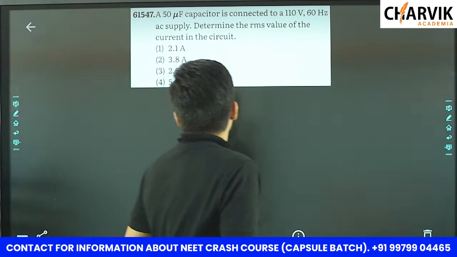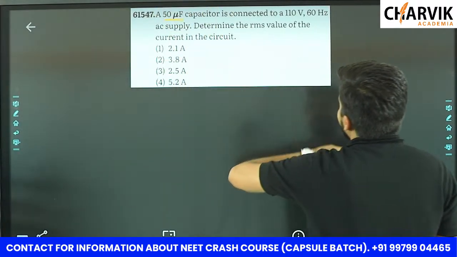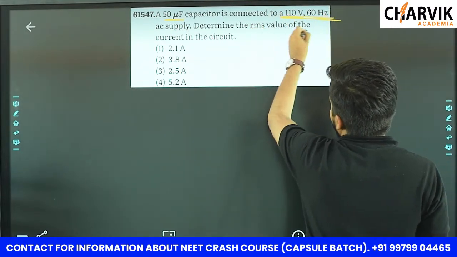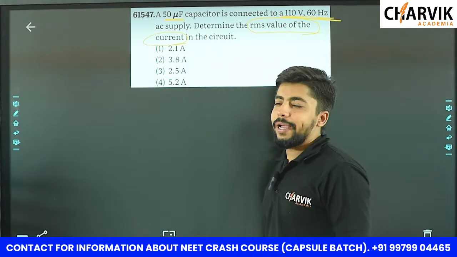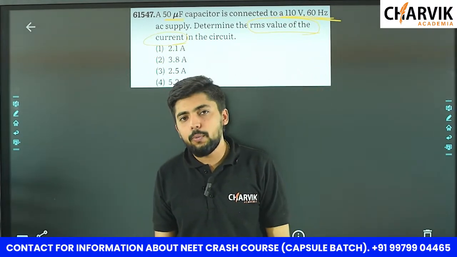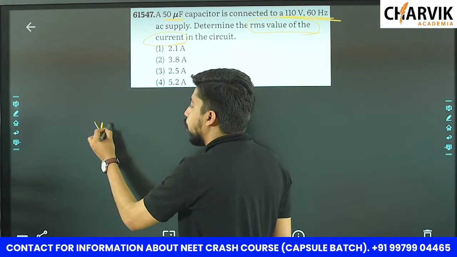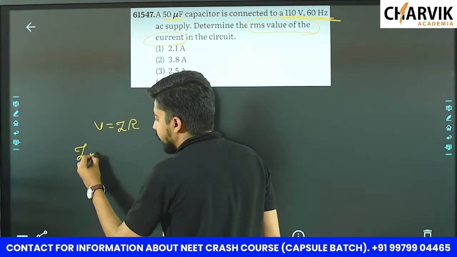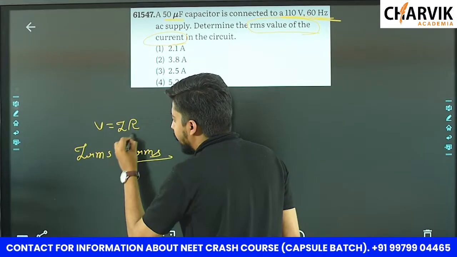Okay, so the next question says a 50 microfarad capacitor is connected to a 110 volt and 60 hertz AC supply. Determine the RMS value of the current in the circuit. You can get the RMS value by the simple formula. Even if you know the formula of Ohm's law, which is V equals IR, you can say I RMS is equal to V RMS divided by resistance.